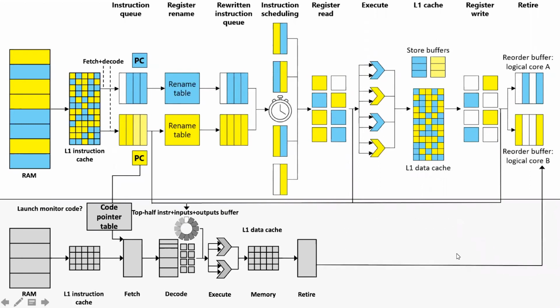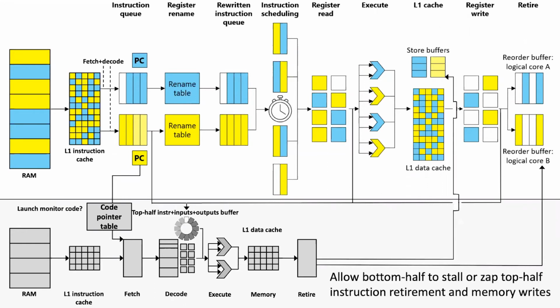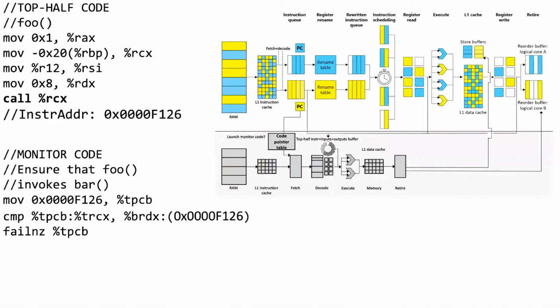Now, the third element is that after these checks have been performed, the bottom half pipeline can stall or zap the top half instruction retirement and memory writes. So if these checks execute in the bottom half pipeline successfully, then the corresponding top half instructions in the top half pipeline will retire, or they will be squashed. So now let's look at a more concrete example of a monitored thread and a bottom half monitor code.